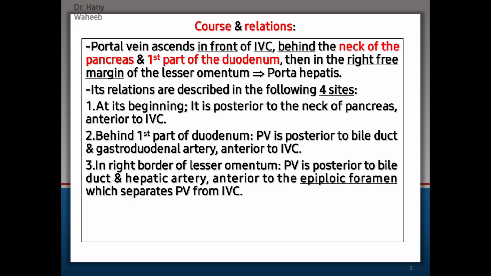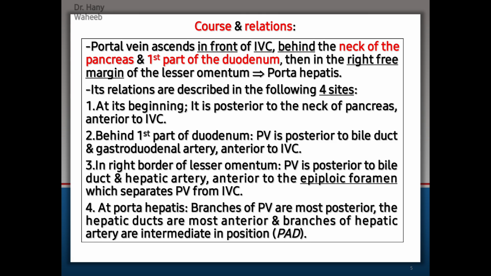In the right free border of the lesser omentum, the portal vein is posterior to the bile duct, anterior to the right, and hepatic artery anterior to the left. And all these structures within the right free border of the lesser omentum lie anterior to the epiploic foramen into the lesser sac, which separates the portal vein from the inferior vena cava. So in this region, the portal vein is also anterior to the inferior vena cava, but separated from it by the epiploic foramen into the lesser sac.